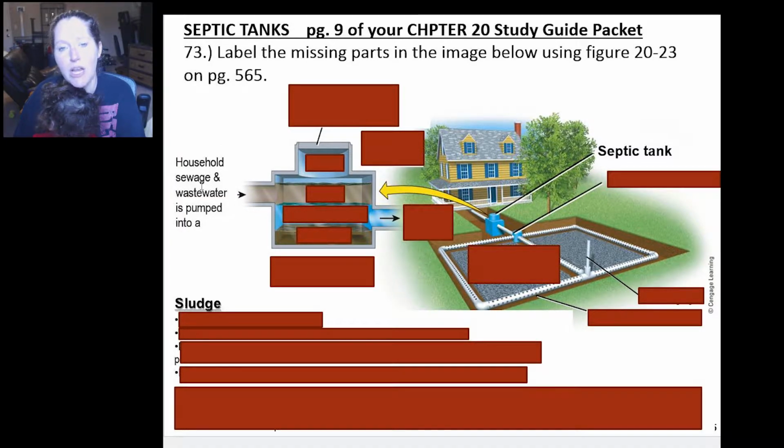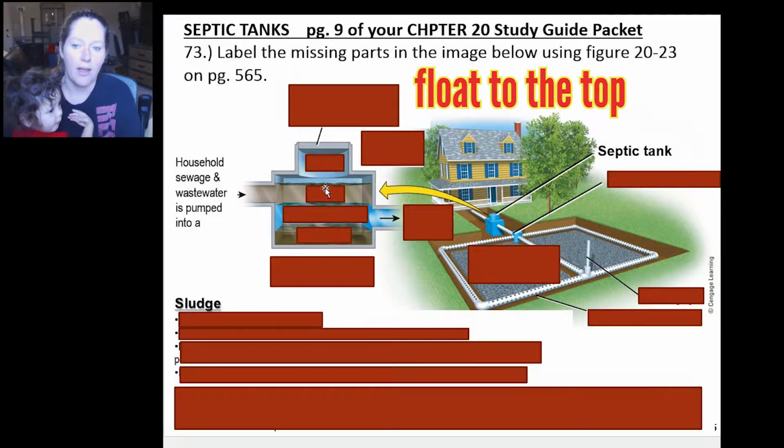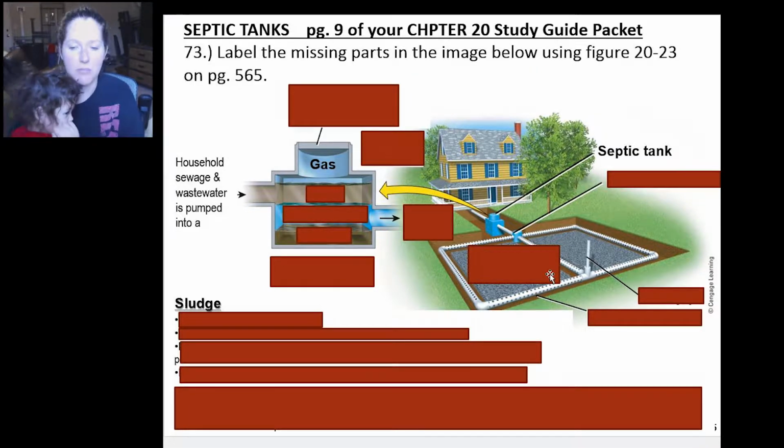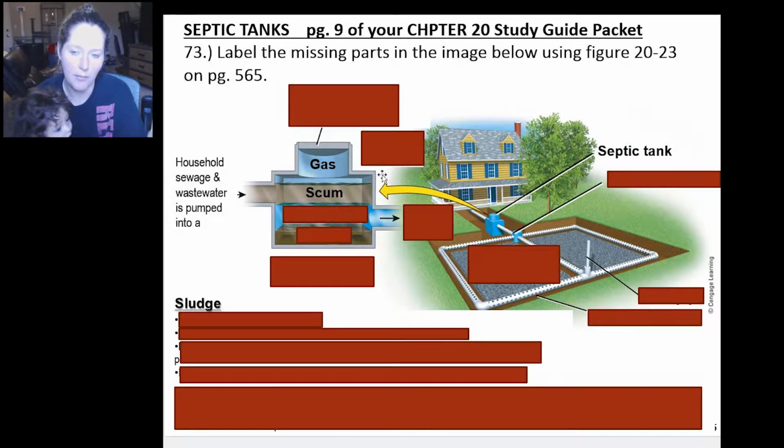So household sewage and wastewater is going to be pumped into your septic tank, which again is right here, and that's why they're pointing over here. And so as the water goes through this septic tank, let's think about what is going to float out of the water. And so think of things like gas is going to float. So gas would be on the top, which makes sense, you guys know that gas floats. What also floats? When you're cooking and doing dishes and so forth, what tends to float as well? And if you can think of it, you might think of something like scum.